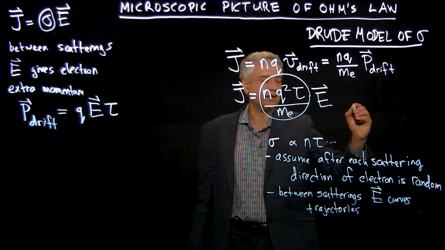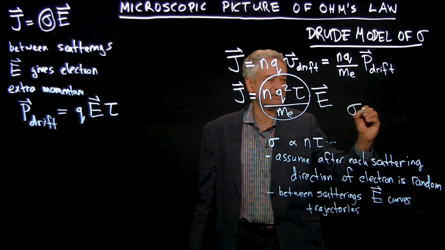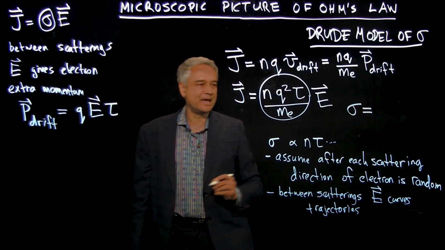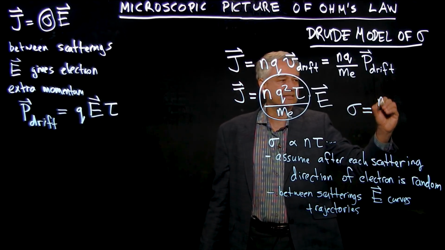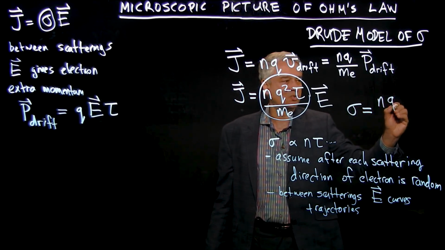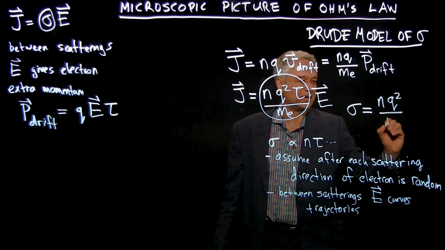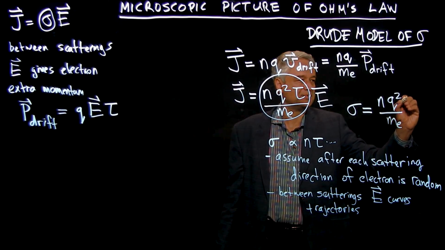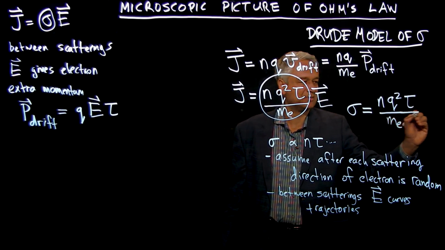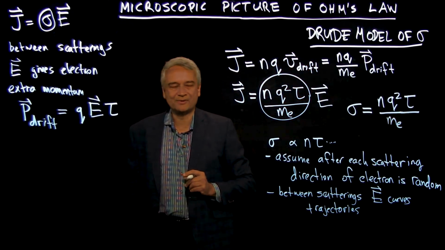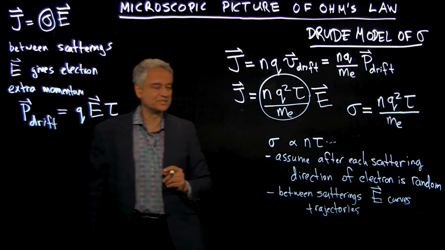So I've just derived the Drude result for conductivity, which is that the conductivity of a metal is given by the number density of charge carriers times the square of the charge of those carriers divided by the mass of the carriers times this characteristic time tau between scatterings. And that is our result.